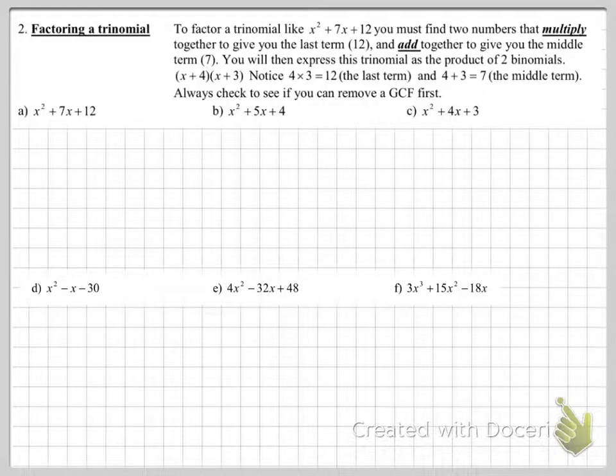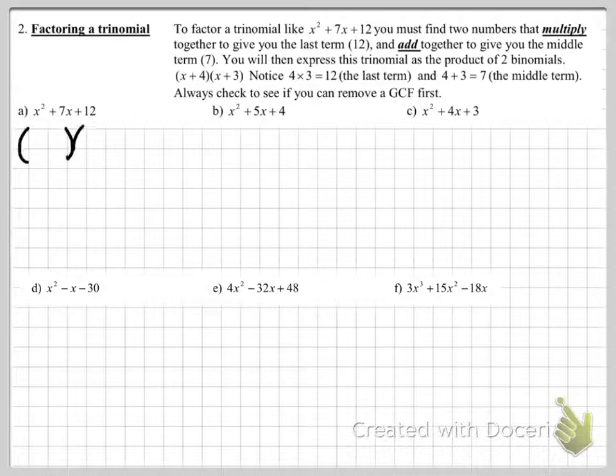Here we're going to look at factoring those trinomials. To factor a trinomial like x squared plus 7x plus 12, you have to find 2 numbers that multiply together to give you the last term of 12, and yet add together to give you the middle term of positive 7. And then you're going to express the trinomial as the product of 2 binomials. Notice that 4 times 3 is equal to 12, and 4 plus 3 is equal to 7.